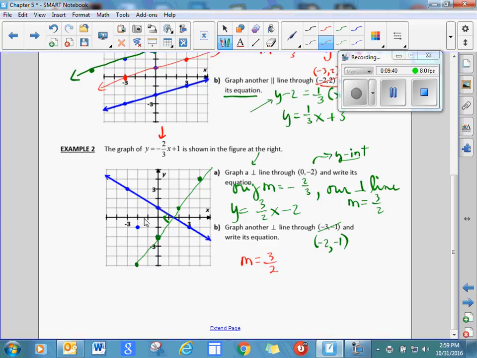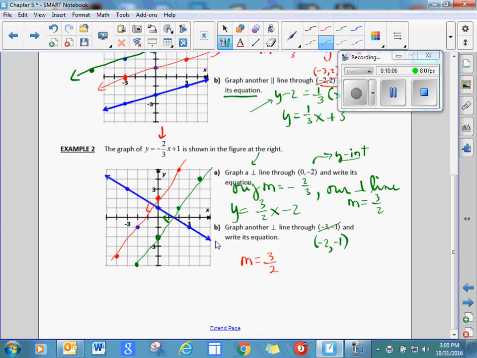So we're starting at negative 2, negative 1. We're going up 1, 2, 3, 1, 2. And down 1, 2, 3, 1, 2. So here's a second line that is perpendicular to the original line.